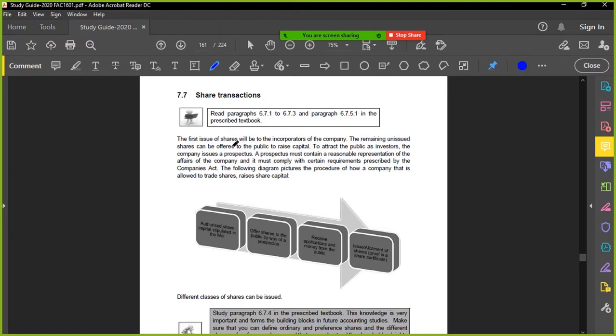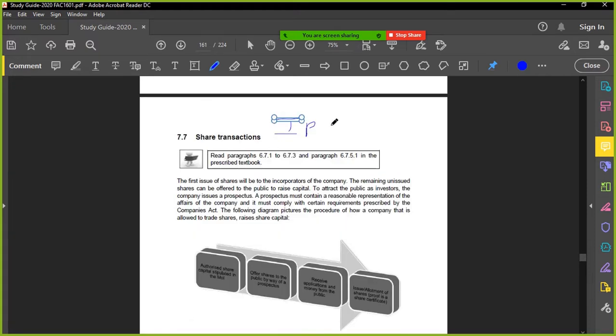This is something that we looked at when I spoke about an IPO, initial public offering. I didn't mention the prospectus because I didn't know how much detail they're wanting you to know, but I see they've given you quite a bit of detail here. So I'm going to discuss it. I'm going to highlight it for you.